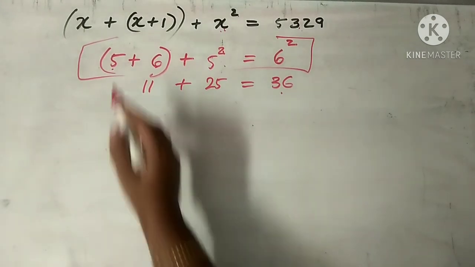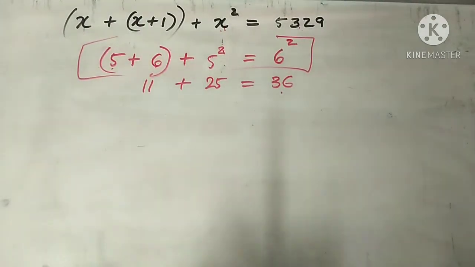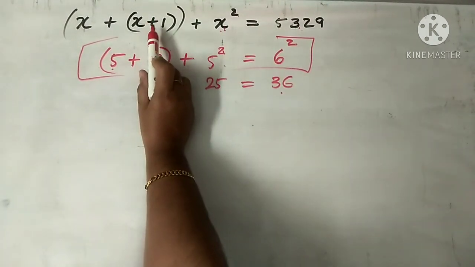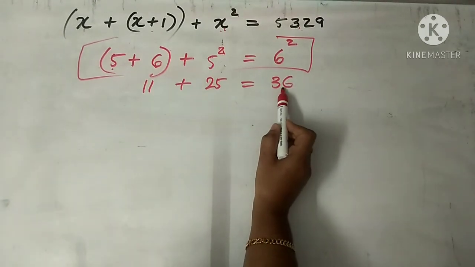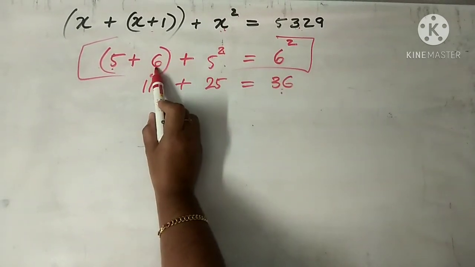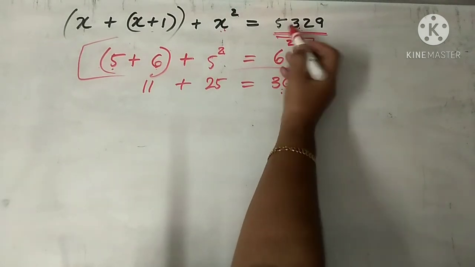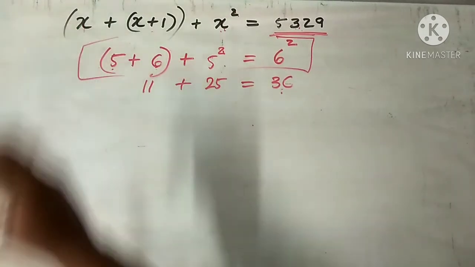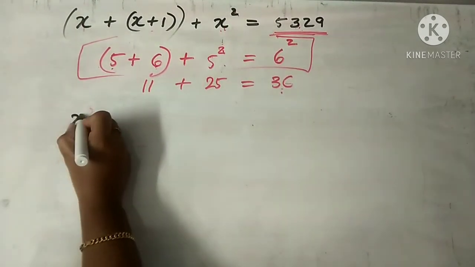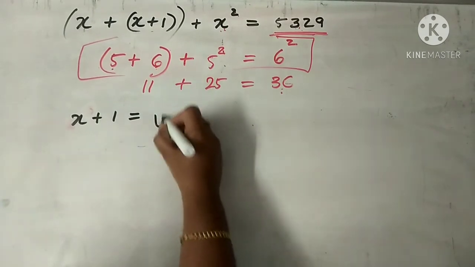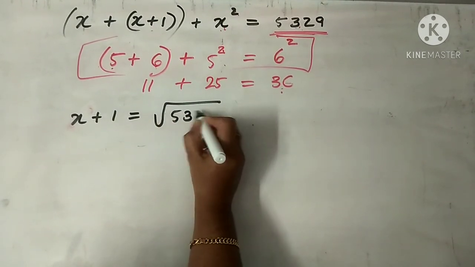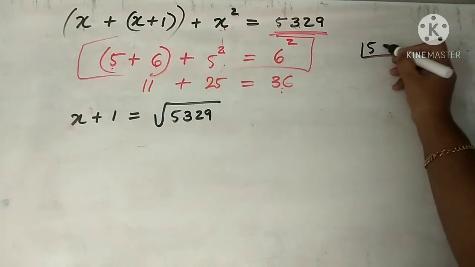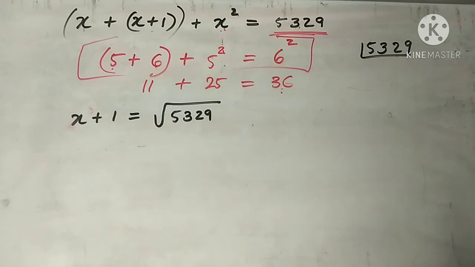So, to find the two consecutive natural numbers, we have to find the square root of this. When we find the square root of this, we get the second number. When we subtract 1 from it, we get the first number also. So, we can write x plus 1 is equal to the square root of 5329. Now, let us factorize 5329 to get the square root of it.